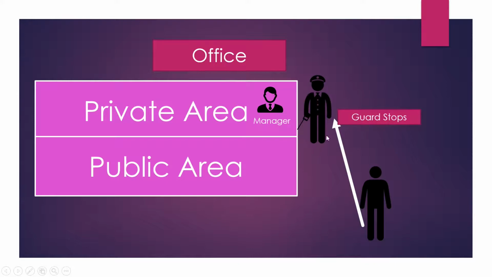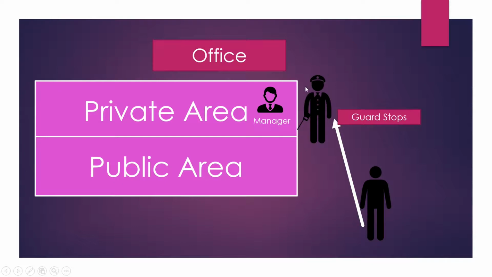On the other hand, if a user tries to enter the private area, there is a guard and a manager. There are two important persons involved here to protect the private area. The first one is the manager and the second one is the guard. Remember, the function of the guard is just to check if the manager has issued an ID card or not. If the visitor doesn't have an ID card, then the guard will stop him. So that is the important functionality.